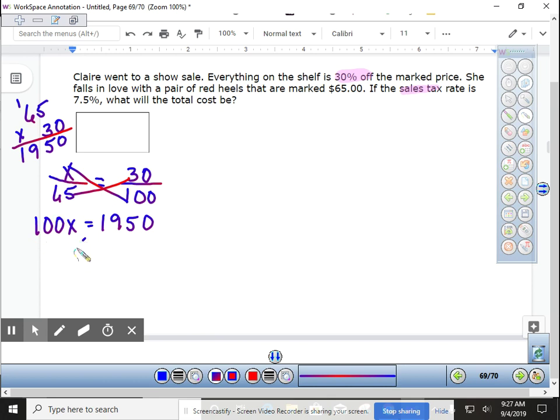Move the decimal two places. There you go. So what is the discount? $19.50. Now we subtract that from 65. Awesome. Keep going. I'm gonna do 65.00 because it's 1950 and I can do 19.5. I don't have to work super hard there.